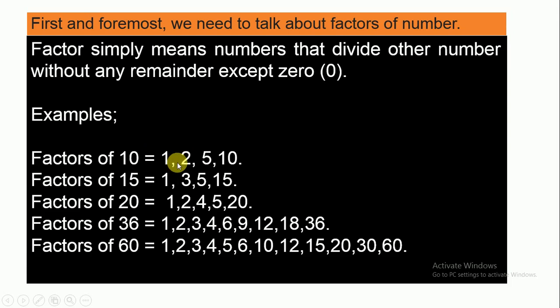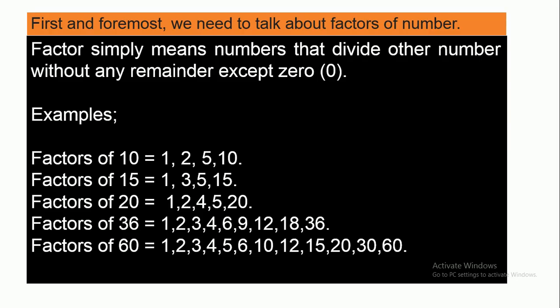And the definition of factor is a number that divides another number without any remainder except 0. So the expected remainder will be 0. So in this case, if 3 should go in 10, it's going to go 3 times and the remainder is 1, it's not 0. So 3 is not a factor of 10. 4 goes in 10 2 times, remainder 2. So 4 is not a factor of 10. 5 goes 2 times. And for the factors of 15, we have 1, 3, 5 and 15.